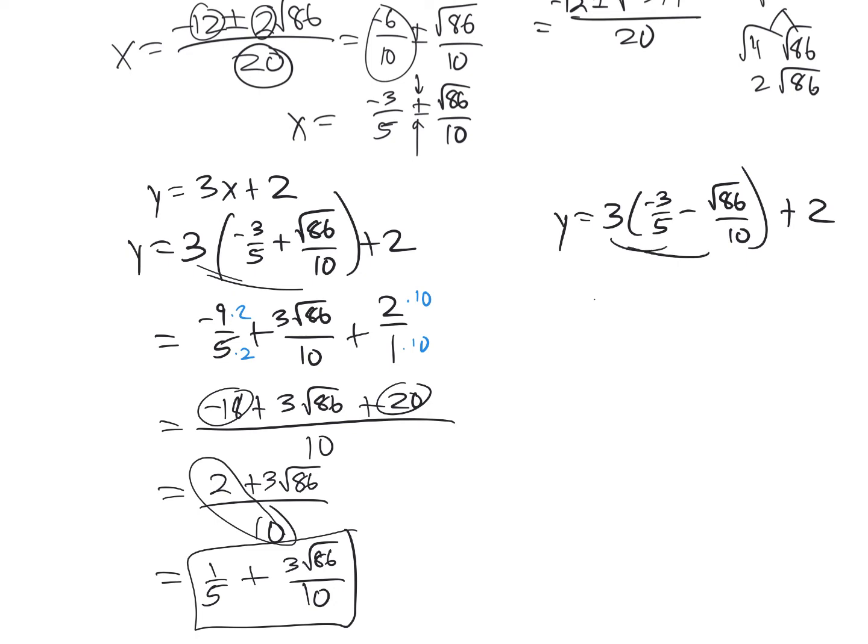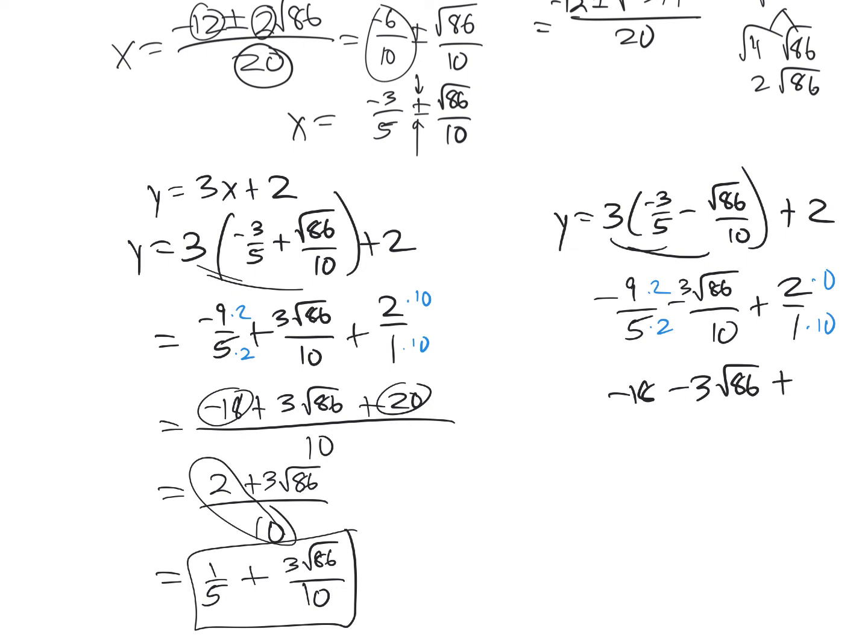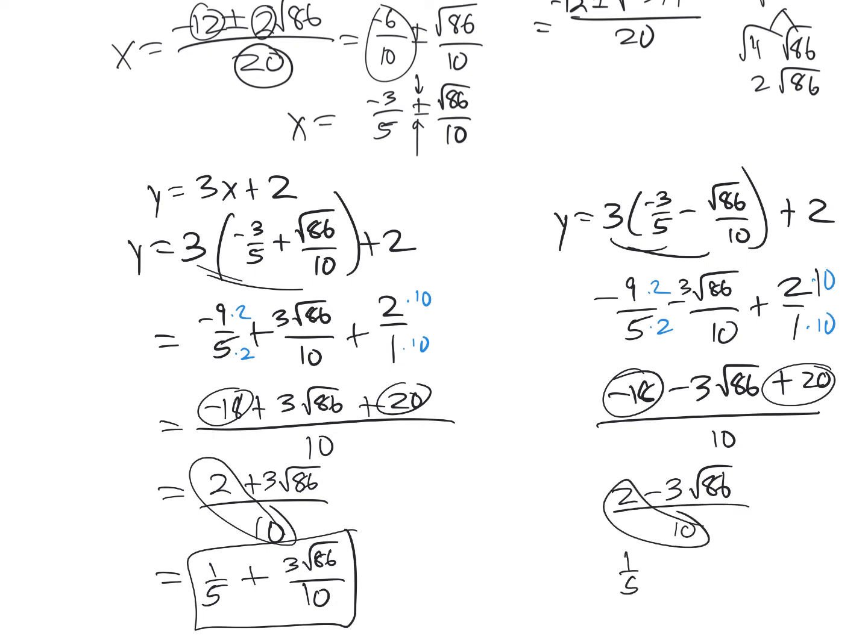All right, so distribute here, we get negative 9/5 minus 3 square root of 86 over 10 plus 2 over 1 again. So again, multiply by 2, multiply by 10, get a common denominator. We get negative 18 minus 3 square root of 86 plus 20 all over 10. Again, that's 2 over 10. And again, let's reduce that to 1/5 minus 3 square root of 86 over 10.